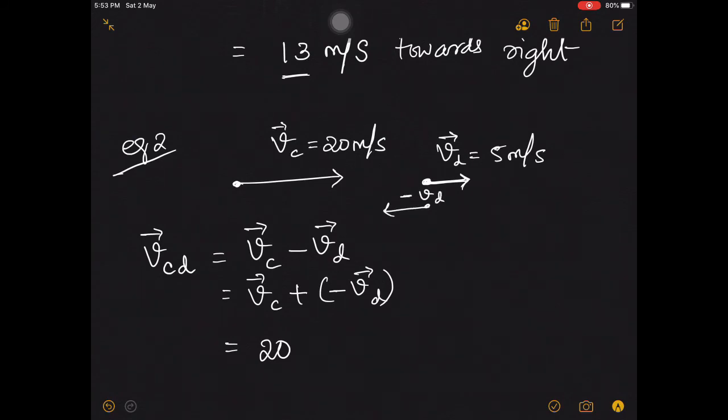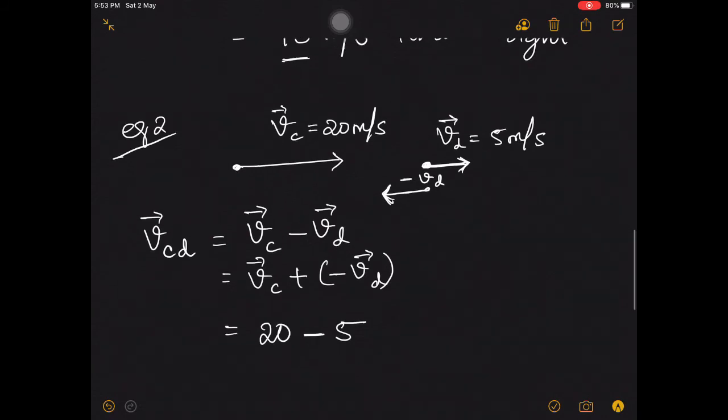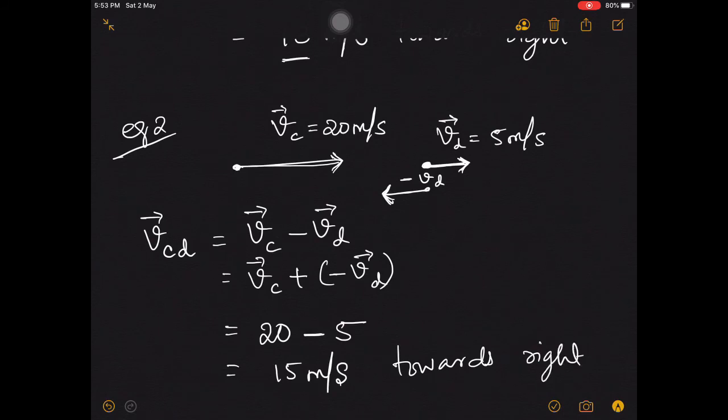Alright, so what will you do here? You will definitely write one minus here, right? Since this is the direction of VD, your minus VD is in the opposite direction, so you will subtract the magnitude here, and you are getting 15 meters per second. Again, out of these two vectors VC and VD, VC is greater, so 15 meters per second towards the right. So basically, in relative velocity we actually add the negative of the second vector.